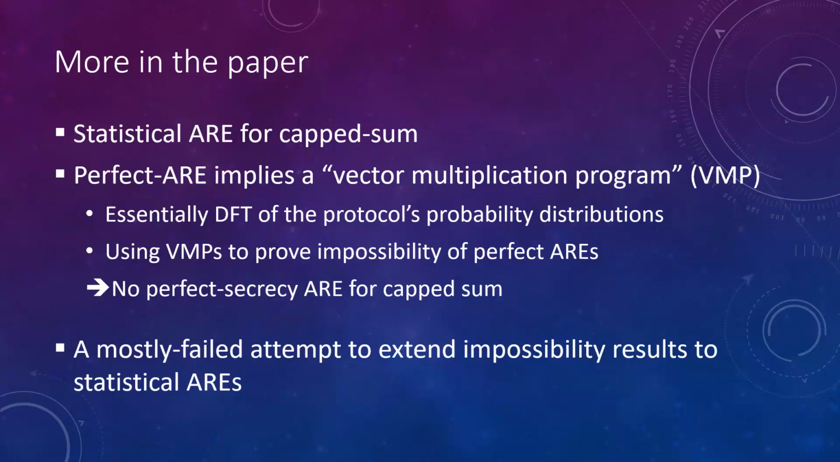We have some characterization of perfect AREs in terms of what we call vector multiplication programs, which are essentially just the DFT of the corresponding probability distribution. And we use that to prove lower bounds on perfect additively randomized encoding schemes. In particular, we show that capped sum does not have a perfect additively randomized encoding scheme. So we have a separating example where you can do statistical but not perfect.